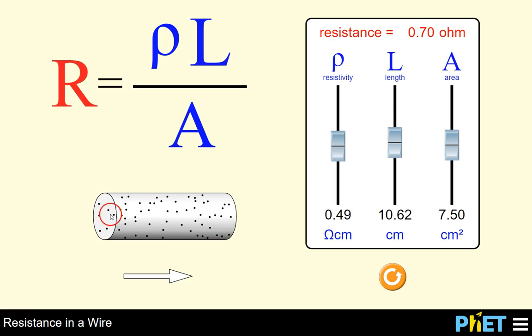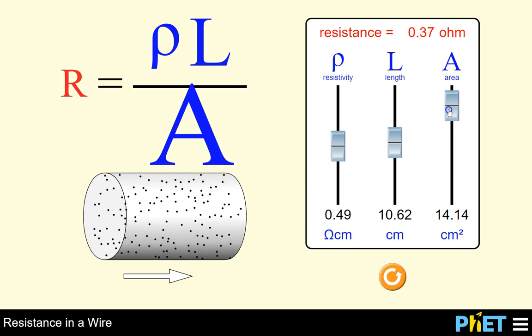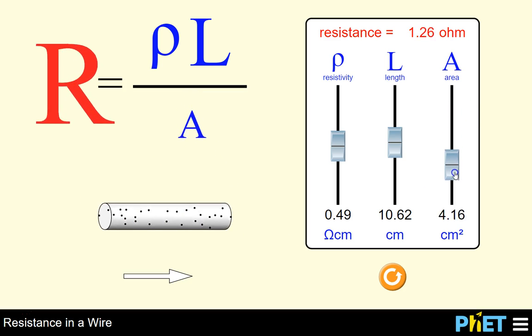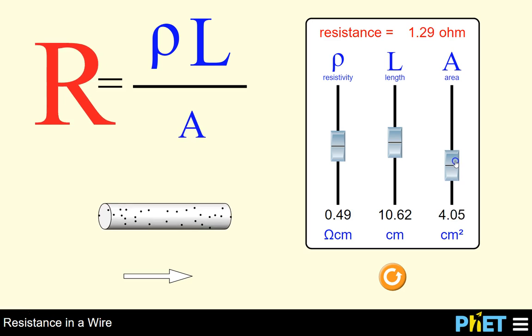Lastly is the cross-sectional area, so it'd be the area of this circle here. If we increase the area, notice what happens. Now it's almost like there's more spacing for the electrons to make their way through. And notice if we constrict it really small, they're forced through this small area, and there's going to be a lot more collisions on the way through. And so the resistance is going to be very high in that case.